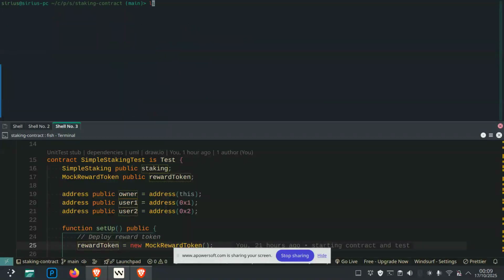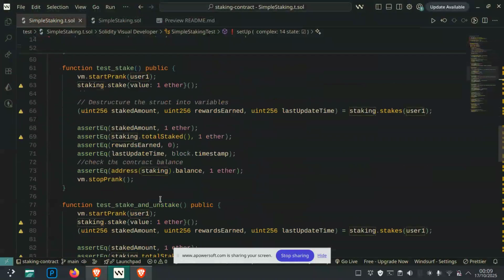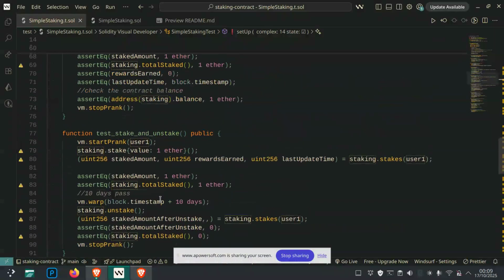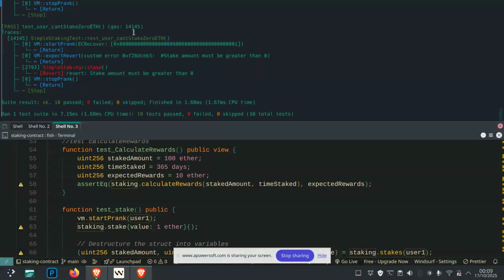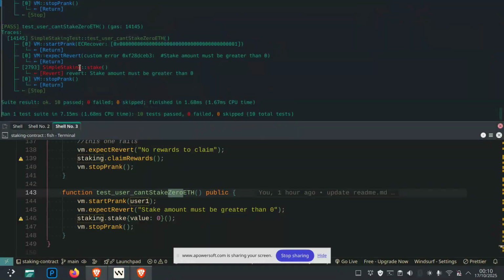Nice. Uh oh, I have an error. Where is the error? User, oh yeah. Sorry. Yeah, we should get an error. This is normal. I was surprised why user can't stake 0. Yes, we are expecting revert here, so that's the correct behavior. I was surprised at first. I wrote this contract and tests yesterday, so I don't remember everything.